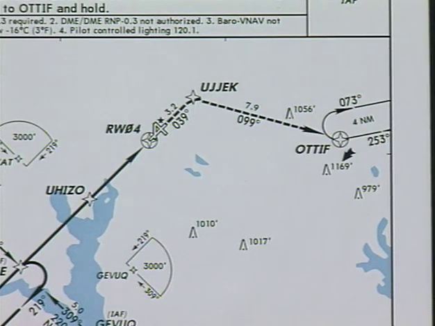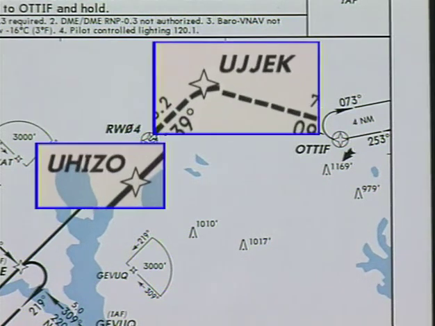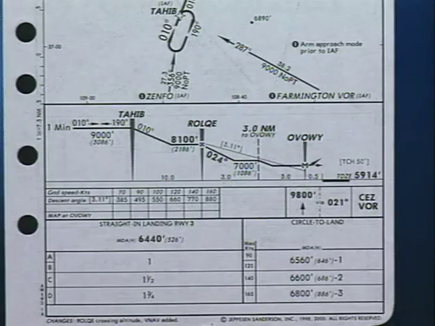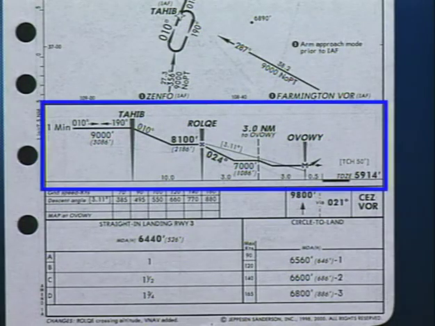A flyby waypoint is typically a position in which a change in the course or procedure takes place. It is represented by a four-pointed star. You can anticipate and begin your turn prior to reaching the waypoint, resulting in smoother transitions. Now let's take a look at the different things you may encounter in the profile view of an RNAV chart.